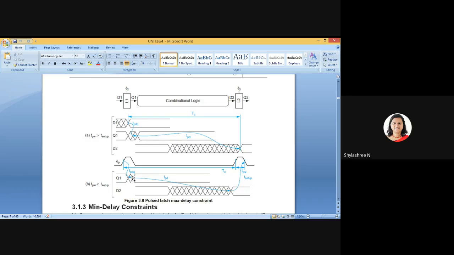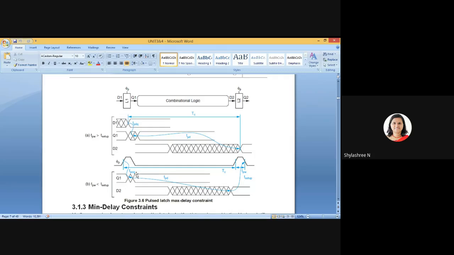However, if your pulse is narrow, look at this second diagram here. The pulse is narrower than the setup time, then the data must set up before the pulse rises. Look at these two diagrams. If your pulse is wide enough, then what is the delay you are going to get? TPDQ, that is D to Q propagation delay, plus TPD, because propagation delay is coming through your combinational logic.